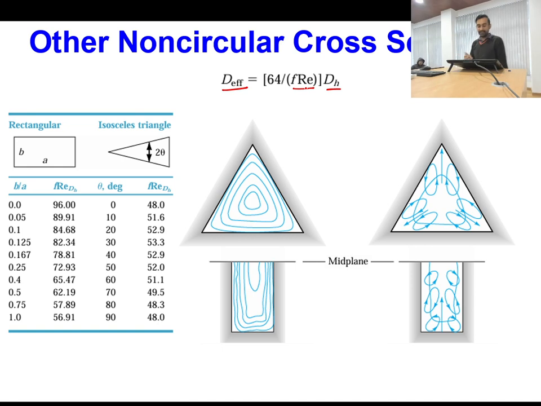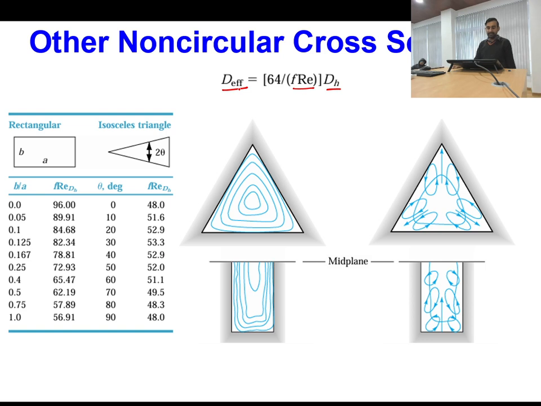Okay, so then we get the effective diameter, and if I simply substitute this effective diameter into the definition of Reynolds number and the relative roughness, then from the Moody diagram itself, I can obtain good values of the friction factor within the accuracy limits of plus minus 15%. Okay, so that is something which we have seen.